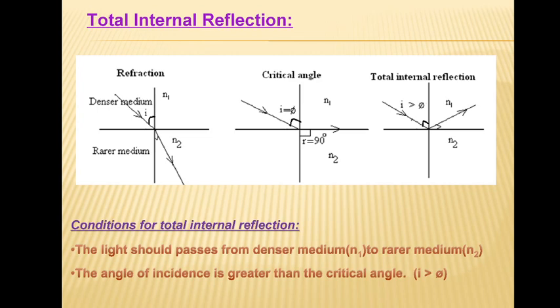What are the two conditions for total internal reflection? The first important condition is that the light should pass from a denser medium to a rarer medium. The second condition is that the angle of incidence is greater than the critical angle. Only when these two conditions are satisfied does total internal reflection take place.